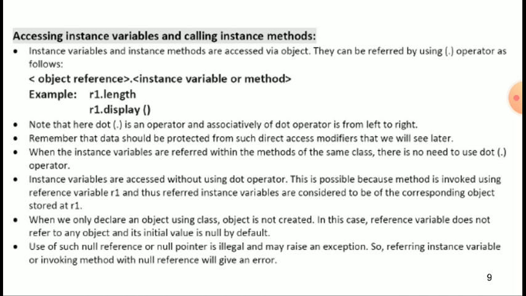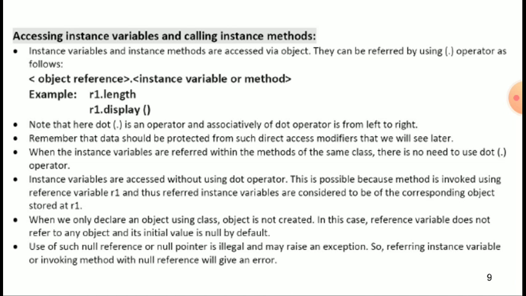When instance variables are referred to within a method of the same class, there is no need to use the dot operator. Instance variables are accessed without using the dot operator. This is possible because the method is invoked using the reference variable r1, and thus the referred instance variables are considered to be of the corresponding object stored at r1.